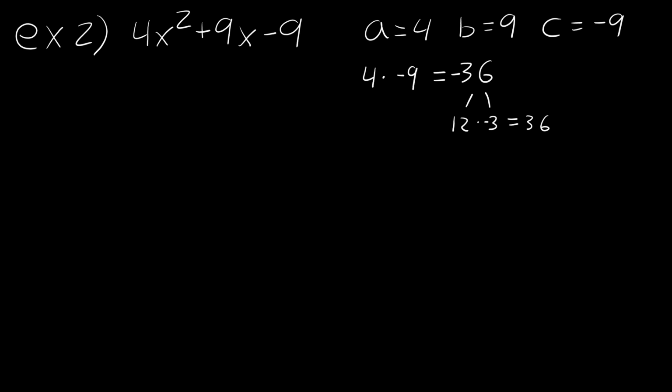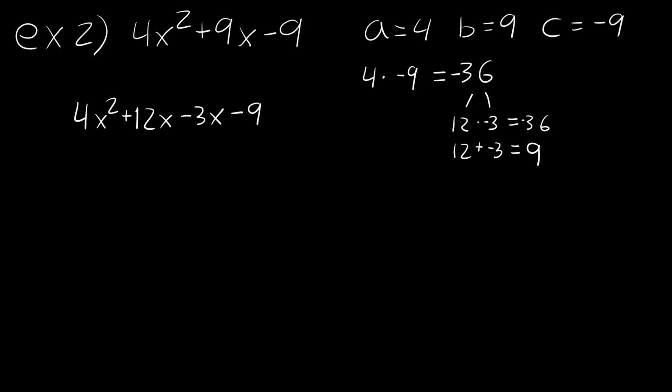Or 12 times negative 3 equals negative 36, and 12 plus negative 3 equals 9. So we rewrite bx using these numbers: 4x squared plus 12x minus 3x minus 9. Then we can factor by grouping.